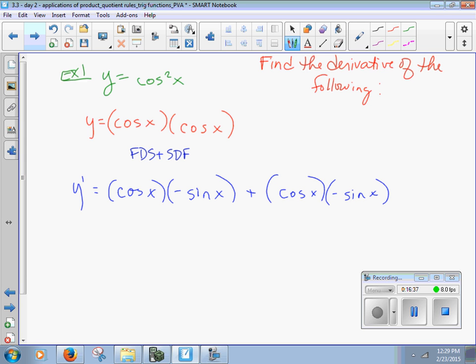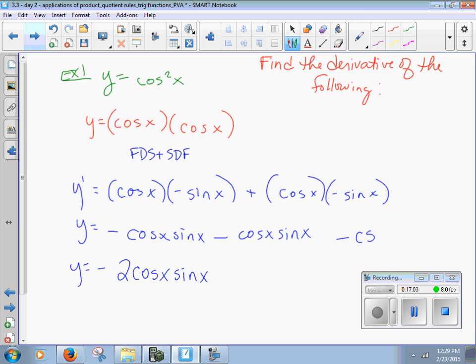So what's the first? Cosine. What's the derivative of the second? Negative sine. Don't forget your x. Plus, your second is what, y'all? Cosine. Derivative of the first. Bethany, you weren't far off. What's a positive times a negative? That's a negative, okay? So we've got negative cosine sine minus cosine sine.